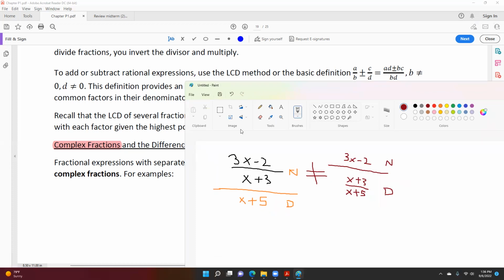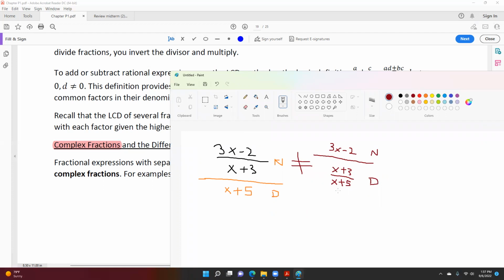Again, a complex fraction is a fraction over a fraction. And another type of complex fraction that we have here is something like this. So we got this, and then we got another fraction down here.